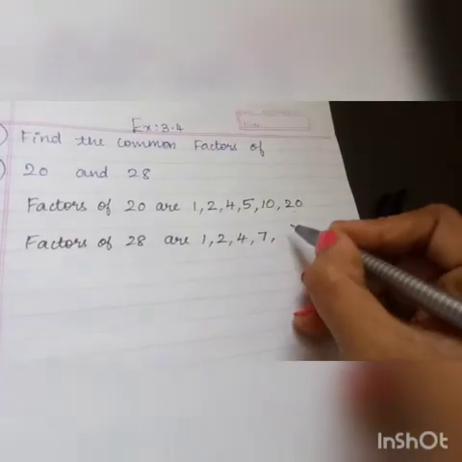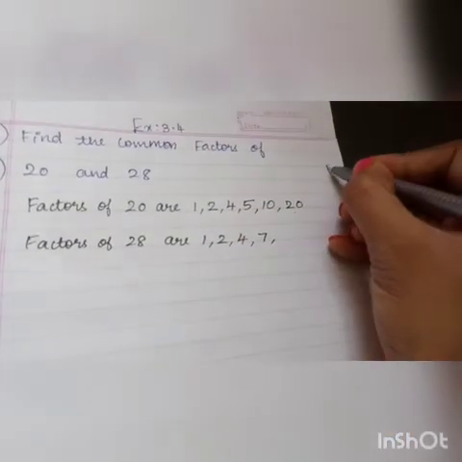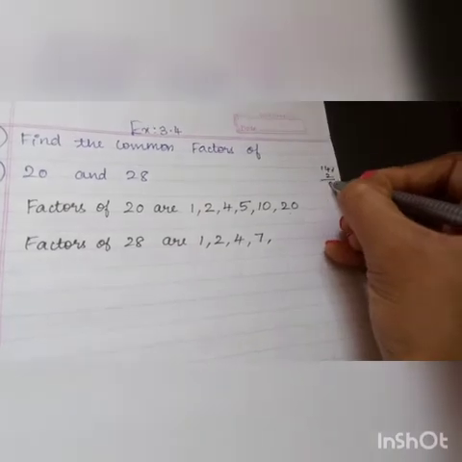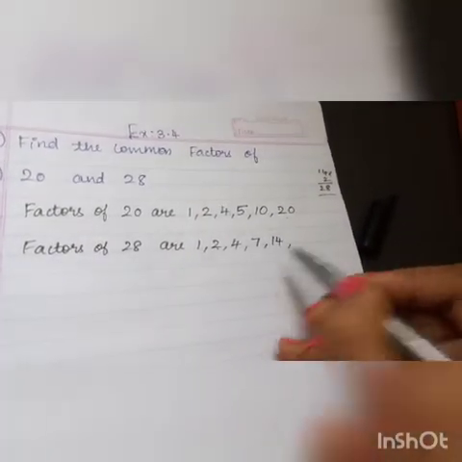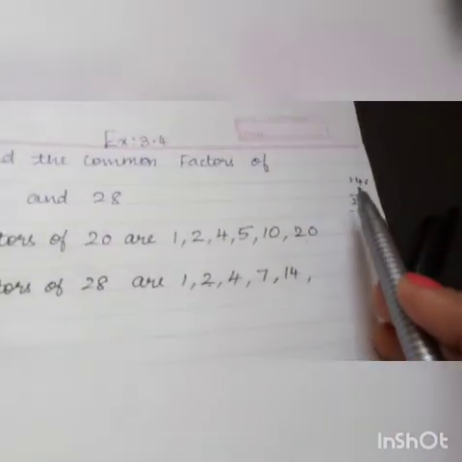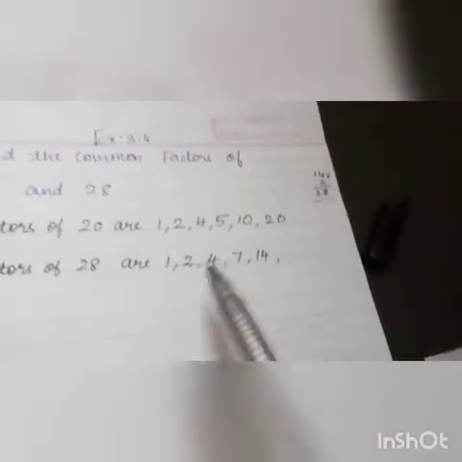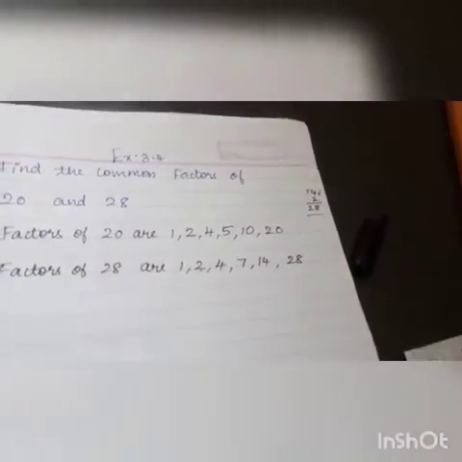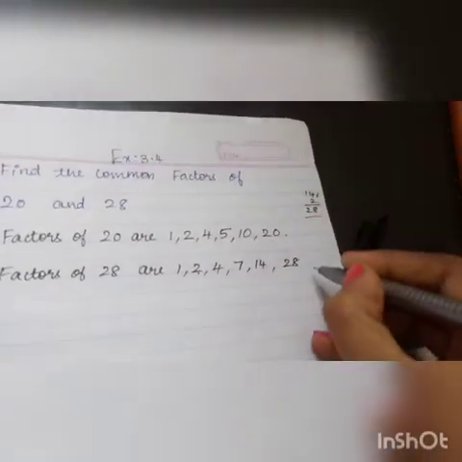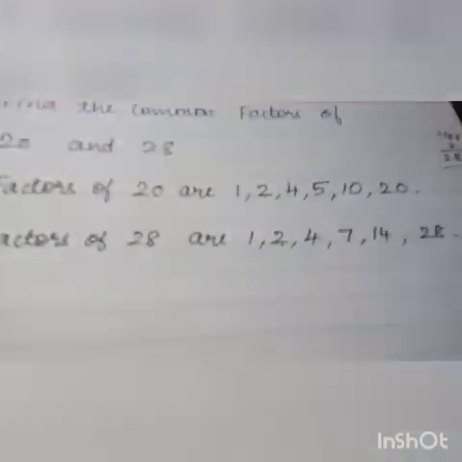Next, what will you write? 14 into 2, 28, right? Upper, 2 into 14. Listen. 14 into 2 is 28. So 2 into 14 you will write. Then 1 into 28, that's all. You should keep a full stop because factors are finite.